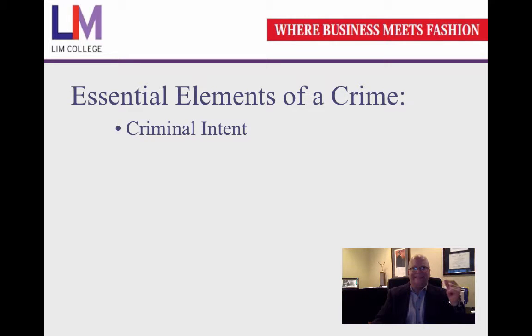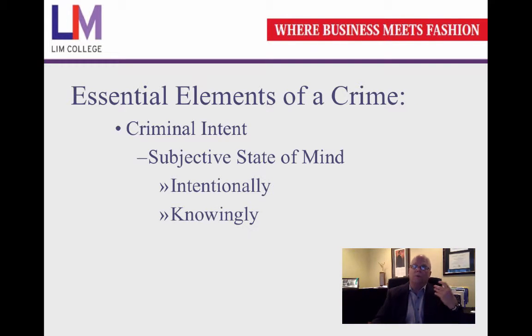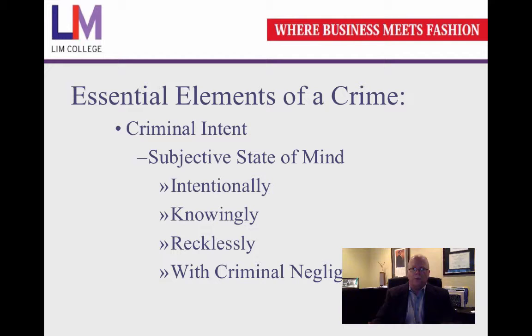Criminal intent is the second element. It's the subjective state of mind that a person has, if they really want to commit the crime or not. There has to be some intention to commit a crime, or it has to be knowing that this is wrong. Could be reckless, or with criminal negligence. There has to be some form of criminal intent, and there are 4 subjective states of mind that a person can have that would be considered intent.